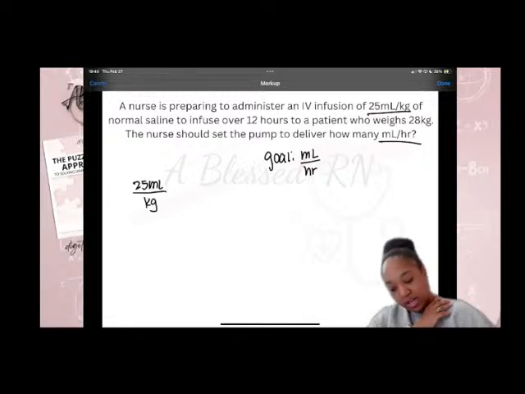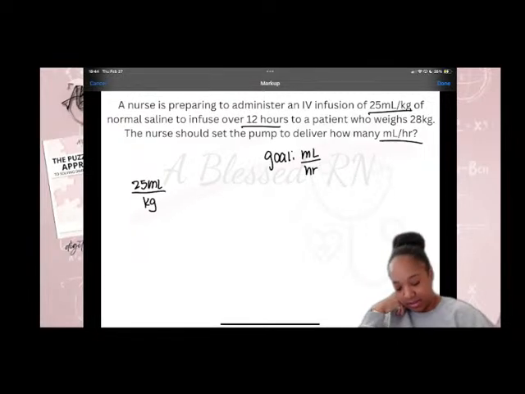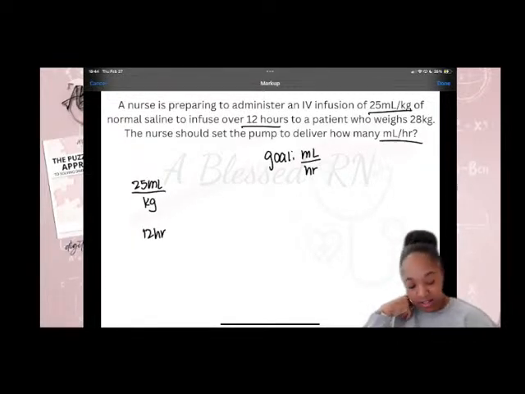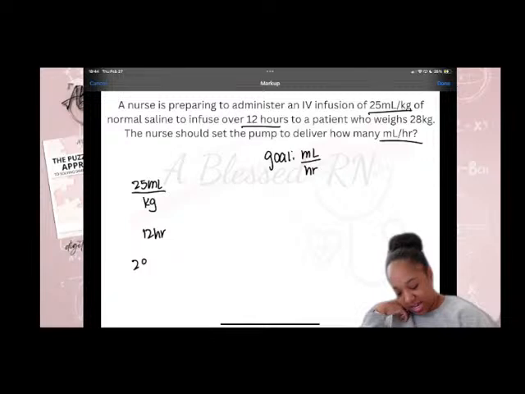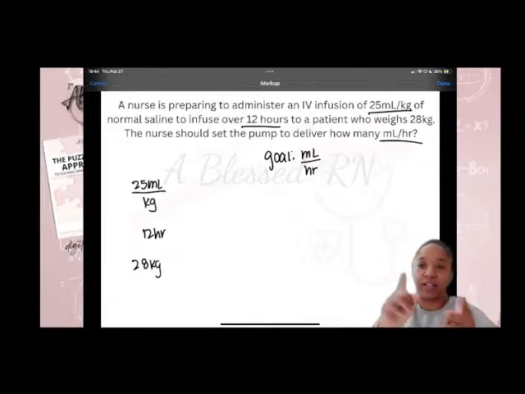25 milliliters per kg. That's the order, right? And it says to go what? Over 12 hours. Don't get me started, Kill. All right, and then we've got 28 kg. So you see how whatever is per something, in something, it stays together. They are partnered up. They are one. So they go on one puzzle piece. What is single is by itself. It goes on one puzzle piece.